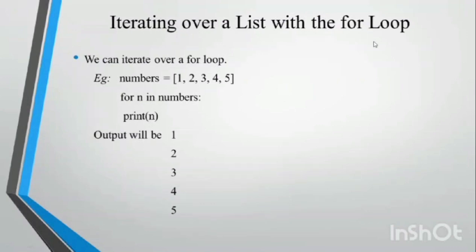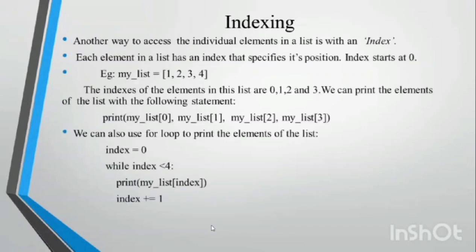Iterating over a list with the for loop. We can use a for loop to print a list of elements by iterating over the list. This is an example. First, we are declaring a numbers variable, and then we are initializing the list. Now, this is the for loop example: for n in numbers, print n. This for loop will print the elements which are stored in the numbers variable.